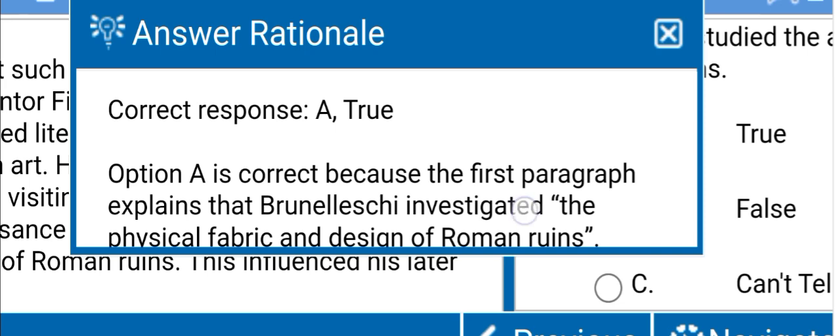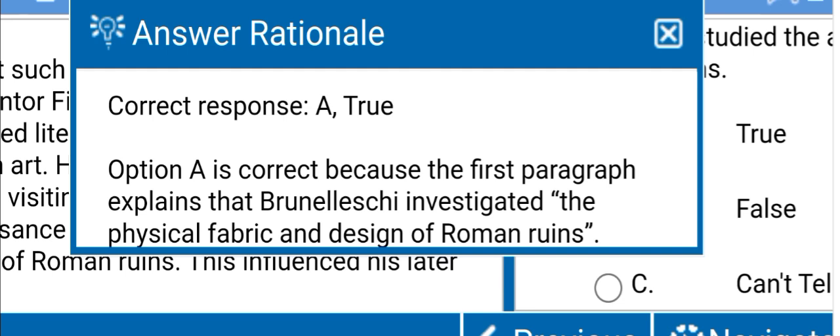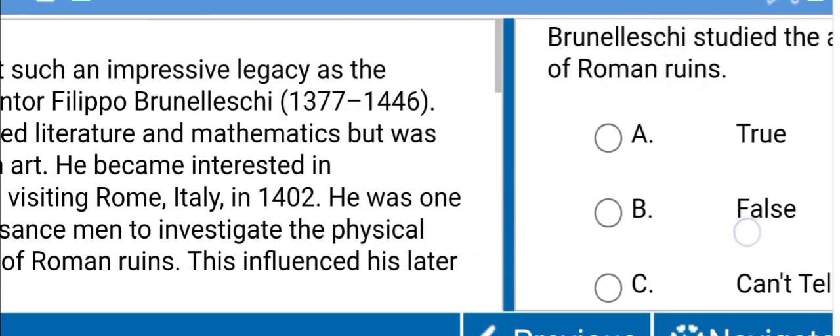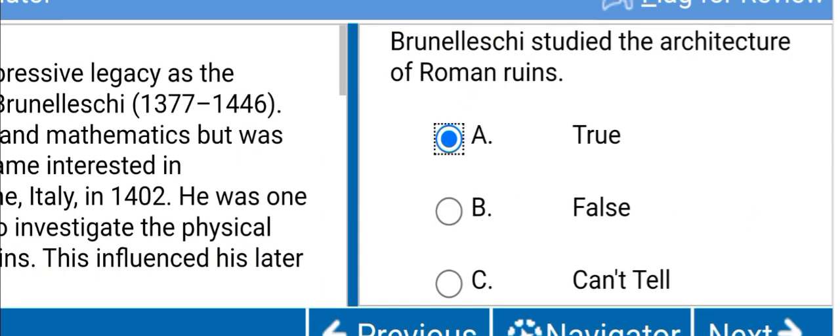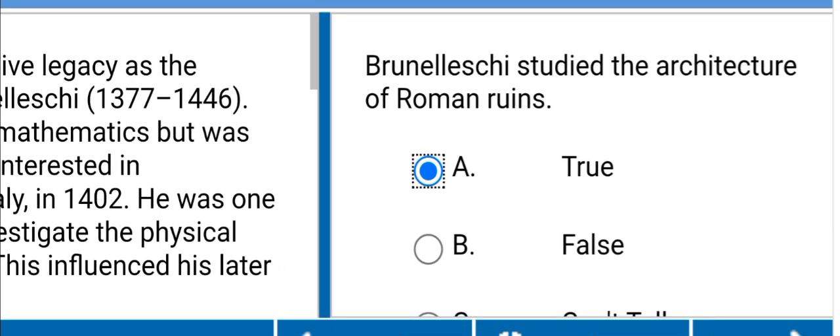Option A is correct because the first paragraph explains that Brunelleschi investigated the physical fabric and design of Roman ruins. So that's the reason because of which the statement that Brunelleschi studied the architecture of Roman ruins is true.